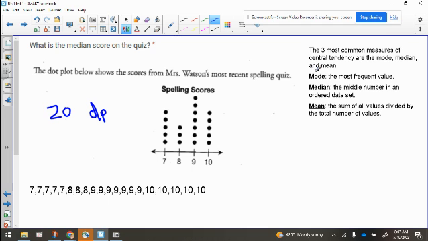So I want to remind you about the three measures of center, sometimes called central tendency. Here they are. And they're asking us to find the median. So the median is the middle number in an ordered data set.